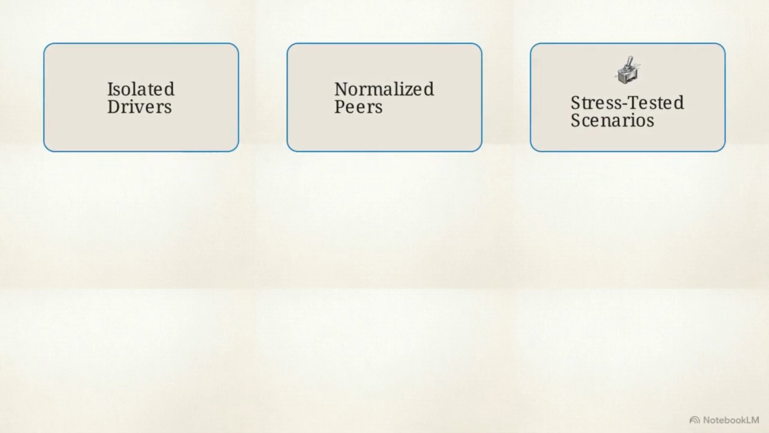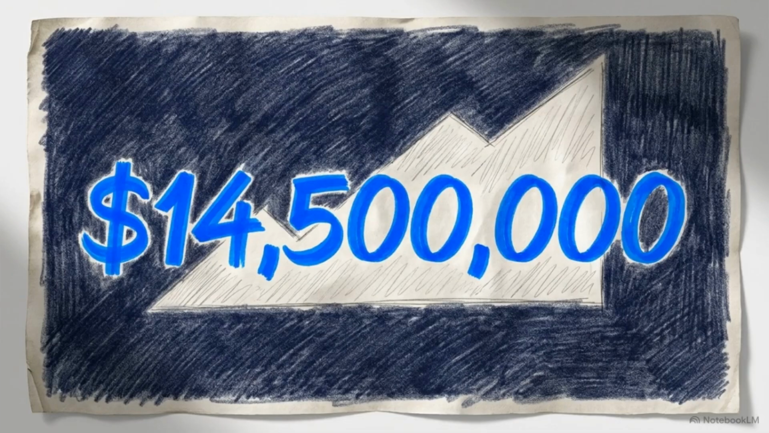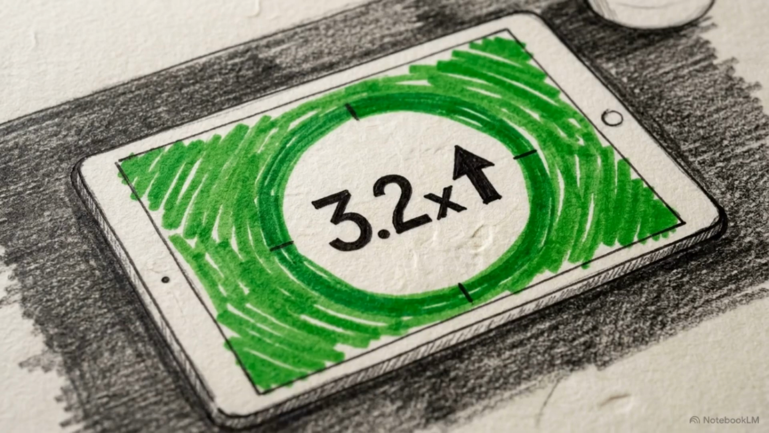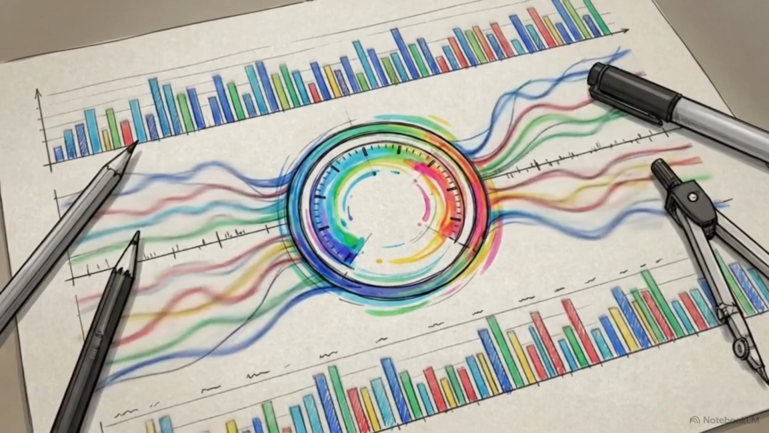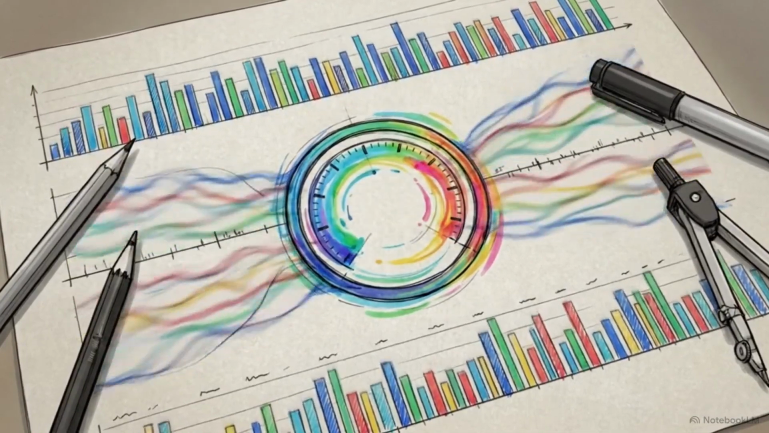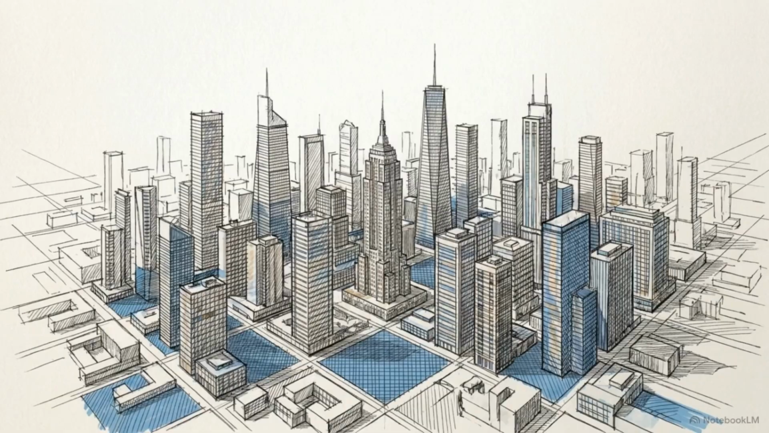Isolated value drivers, normalized peers, and stress-tested scenarios all funnel toward the final valuation. The primary output is the discounted cash flow, or DCF, which establishes the intrinsic enterprise value of the business. For investors, the bottom line metric is often the multiple on invested capital, or MOIC, which determines the final return. These financial models provide a robust, flexible architecture to navigate high-stakes corporate uncertainty, improving stakeholder confidence and delivering real business value. Replacing guesswork with engineering allows decision-makers to evaluate risks and opportunities with precision when capital is at stake.